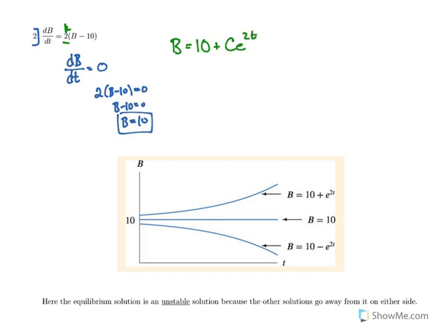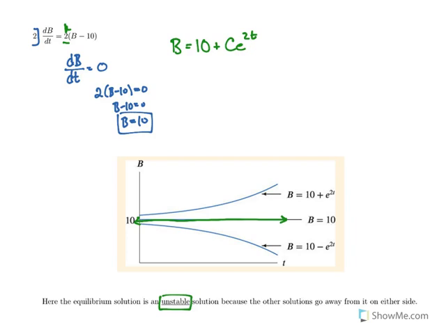So here, our equilibrium solution is the constant line, but all the other solutions here are actually going away from the line as t increases. And this is what's known as an unstable solution.